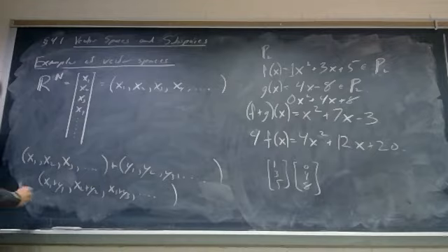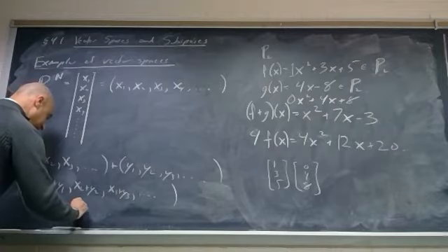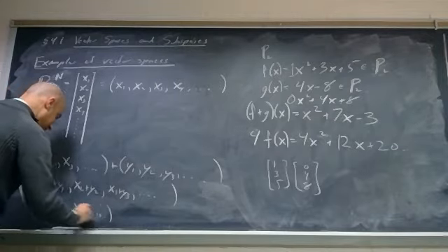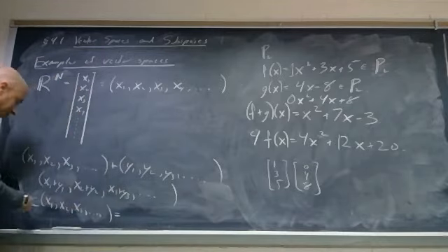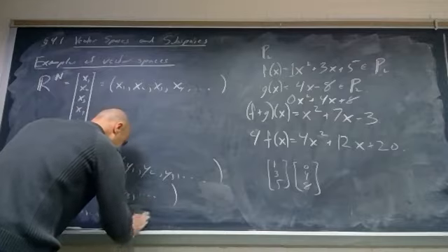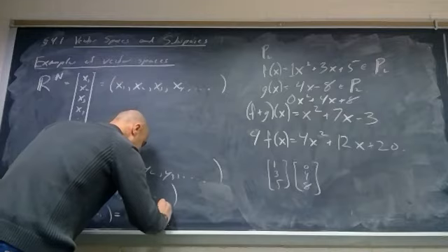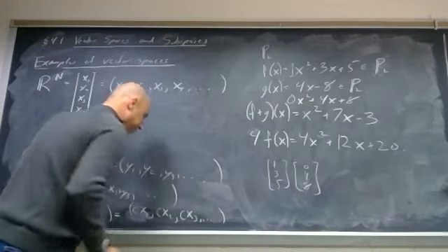Now if I take a vector x1, x2, x3, and so on forever, and I multiply it by a number c. You know how to take a vector and multiply it by a number. You just multiply every component by the number. So this is just c times, oops, parentheses in the wrong space. c times x1, c times x2, c times x3, and so on forever.